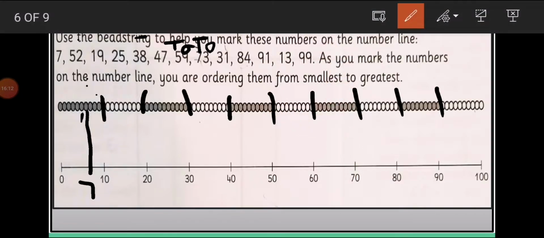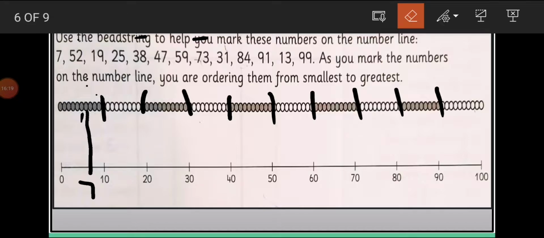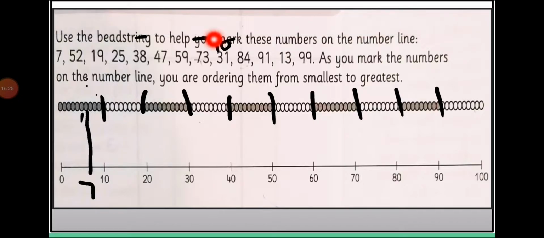The next number is 31. Again, put the place value first. In 31, 1 is ones and 3 is tens. So put the place value first. Then find out on the beads where are 3 tens, 30. Then count 1 more, mark it and put it on the number line.